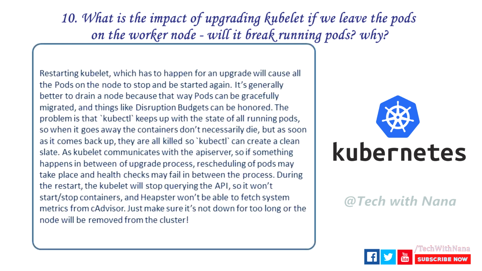The problem is that kubelet keeps up with the state of all running pods, so when it goes away the containers don't necessarily die, but as soon as it comes back up, they are all killed, so kubelet can create a clean slate. So if something happens in between the upgrade process, rescheduling of pods may take place and health checks may fail in between the process. During the restart, the kubelet will stop querying the API, so it won't start or stop containers, and Heapster won't be able to fetch system metrics from cAdvisor. Just make sure it's not down for too long, or the node will be removed from the cluster.